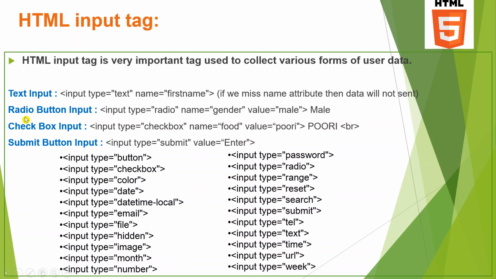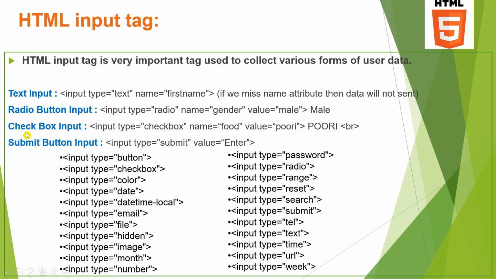And if a user wants to give data in the form of a radio button, then the type should be radio, and for every input tag a name must be there. You can use your custom name, right? So the name is gender, value is equal to male. This value is the initial value. If this radio button is checked, then you are selecting male, like that. All these things I will show you practically, no problem.